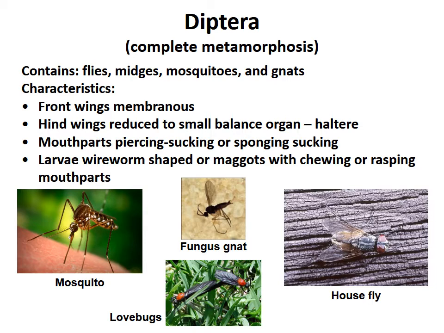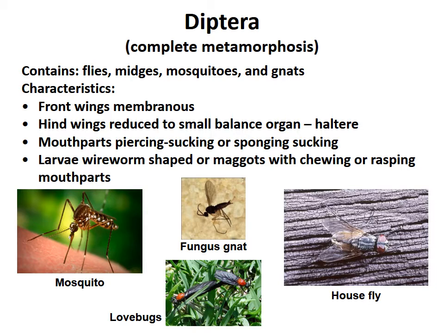So if you look at an insect and you're not really sure if it's a dipteran or if it's a bee or a wasp or something, if you look very close and count the number of wings, if it only has two really visible wings, it's a fly. It's in the class Diptera.